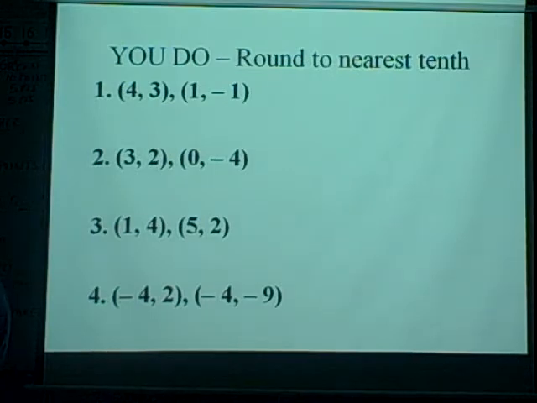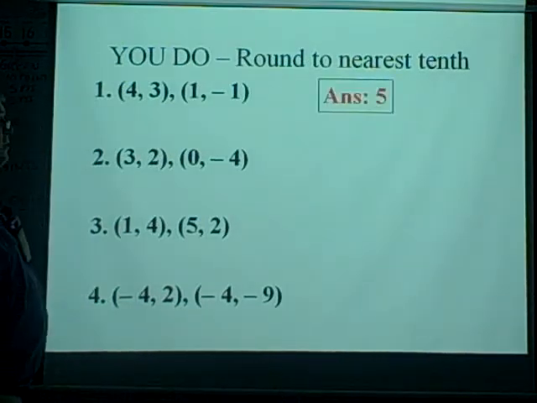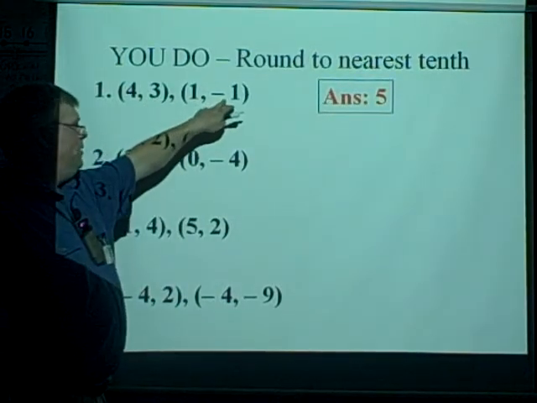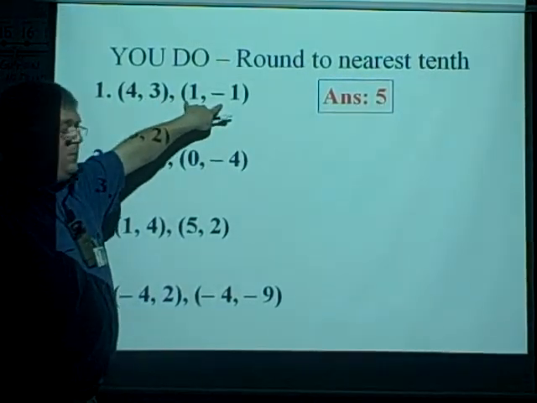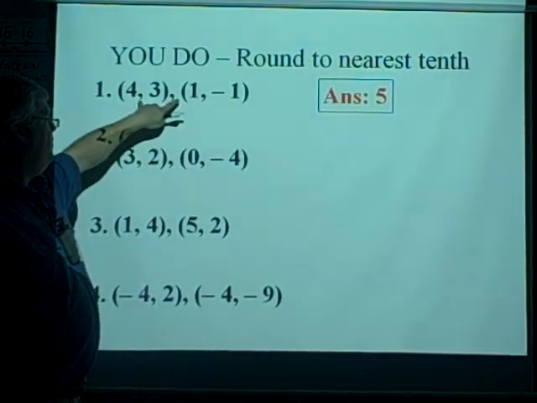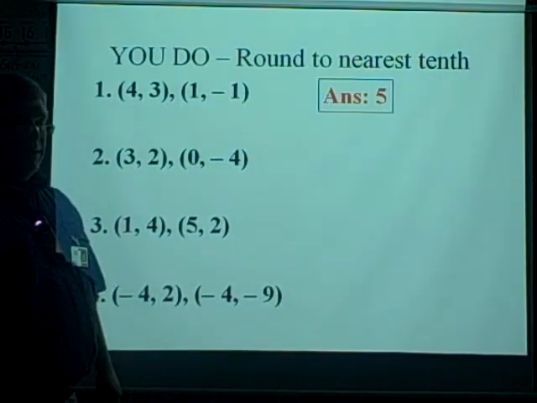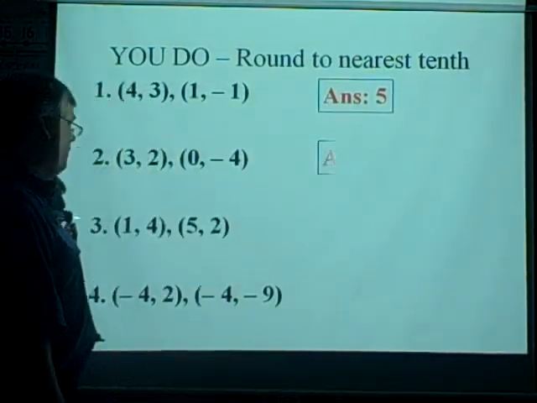Welcome back. All right, this time I'm not going to go through all the steps on it, I'm just going to post the answers. The answer to number 1 is 5. If you do 4 minus 1, you get 3. 3 minus a minus 1 becomes 4. So you end up with 3 squared plus 4 squared, which is 9 plus 16, which is 25. And the square root of 25 is 5.